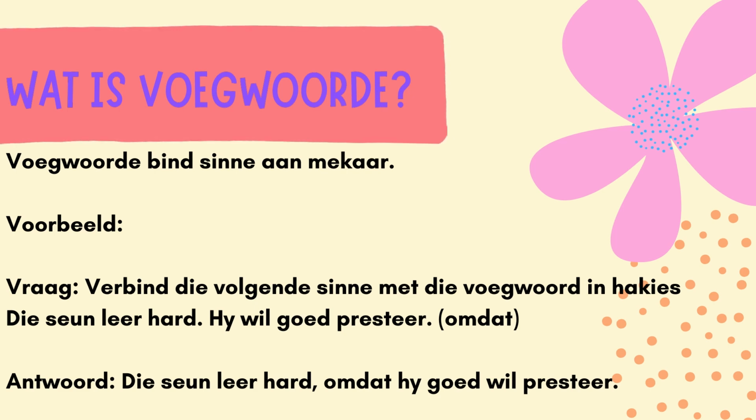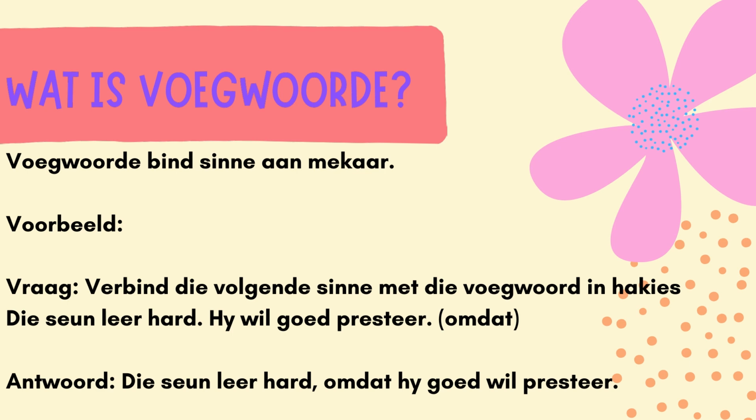Voegwoorde bind sinne aan mekaar. Voegwoorde is soos die gom wat twee sinne bymekaar voeg. Conjunctions join sentences together. They are the glue that keep two sentences together. They make one sentence out of two sentences. So kom ons kyk na 'n voorbeeld van hoe 'n voegwoord werk. Let's look at an example of how a conjunction works.